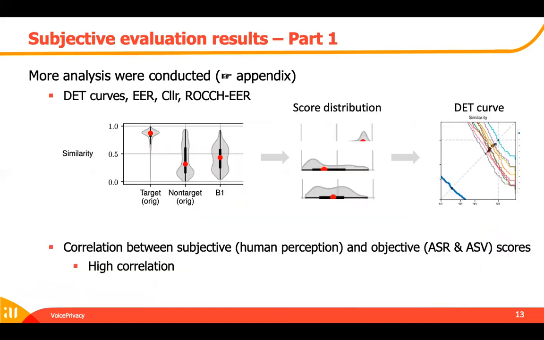I hope these samples can tell you how the anonymized speech sounds. If you noticed, some of the systems indeed changed the pronunciation of some of the words. In addition to the scatter and the violin plots, we also analyze the scores using standard tools, like the DET curve and the EER. Since we know the score distribution, we can compute the EER and the DET curves in a similar way to the objective evaluation. This also allows us to compare the subjective and the objective results. Due to the limited time, I cannot explain the full details here, but we observed a high correlation between the subjective and objective evaluation scores. You can find the details in the appendix.